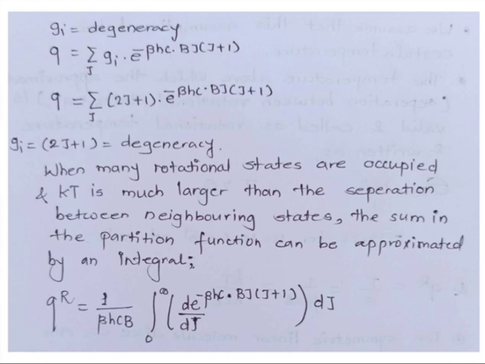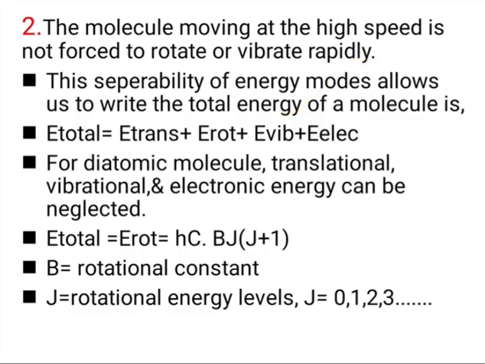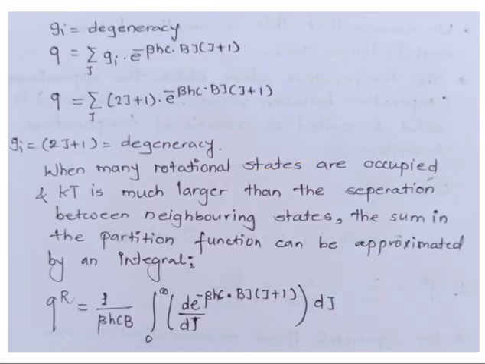When degenerate energy levels are there, you can use this equation to calculate the partition function. And when there is no degenerate energy level, you can just use the equation Q is equal to, removing this Gi, summation of e raised to minus beta hcB J(J+1). I have taken this equation here after removing this Gi, because non-degenerate energy levels are considered.